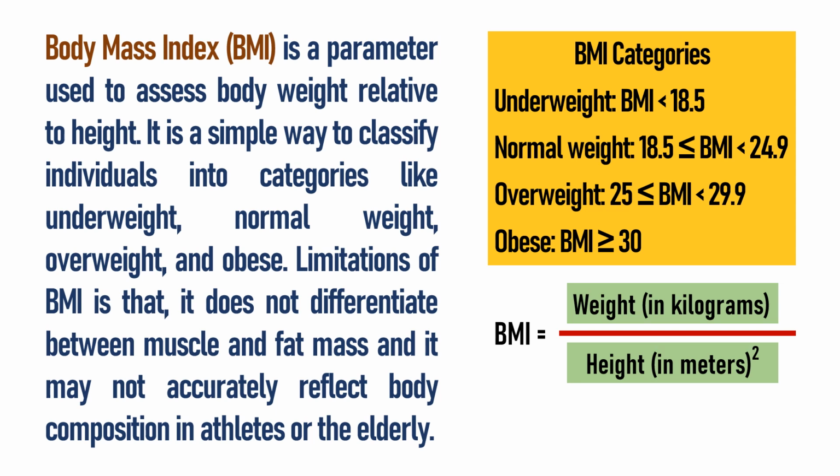The various body mass index categories have been shown here. A person is considered underweight when the body mass index is less than 18.5. Body mass index between 18.5 and 24.9 is considered normal weight. A body mass index within 25 to 29.9 indicates overweight. And a body mass index equal to or above 30 indicates obesity. The formula for calculating BMI is the weight in kilograms divided by the square of height in meters.